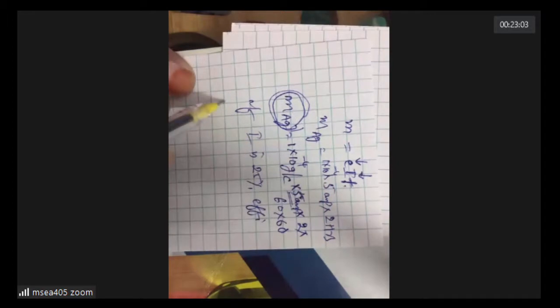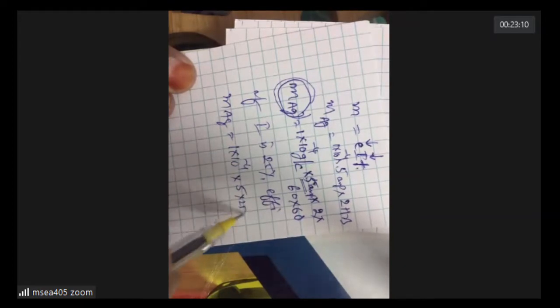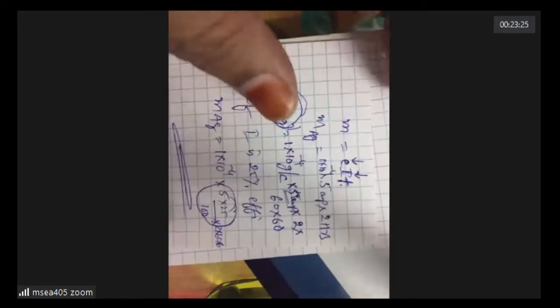Mass of silver deposited is equal to electrochemical equivalent into amperage into 25% into 2 hours, 2 into 60 into 60. So if the current strength is multiplied with the percentage efficiency, you will get the real current. That way you solve. So any problem they ask on Faraday's laws, you are able to solve.